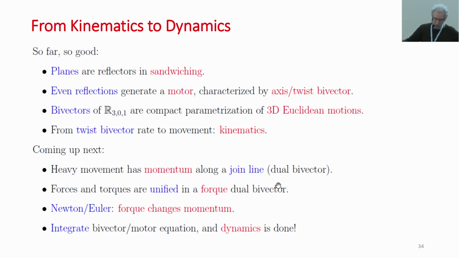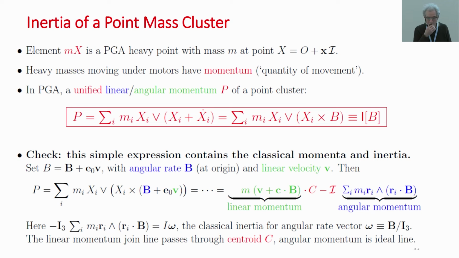What we're going to do now in the second part of the talk is that every movement has a momentum, and that'll be an element from the PGA that is called a dual bivector. We're going to unify forces and torques in something that Stephen calls a fork, because he's funny. And Newton-Euler says that a fork changes momentum, and that gives you the differential equation, which you can then integrate numerically.